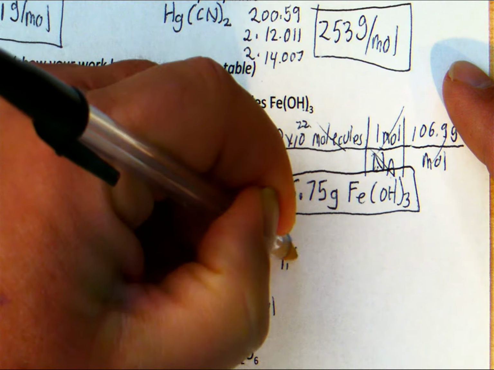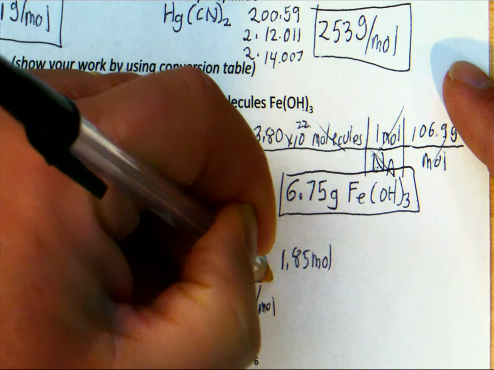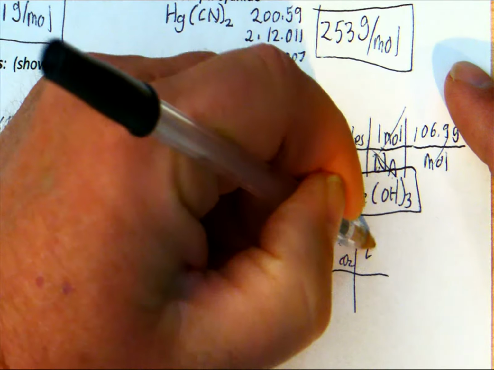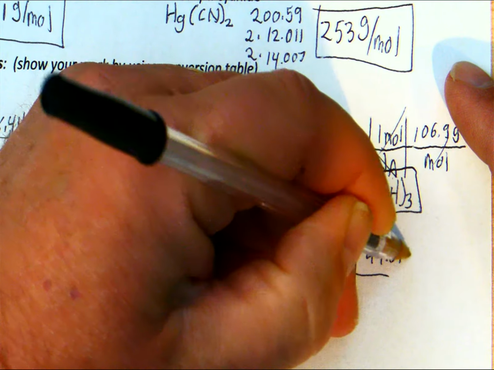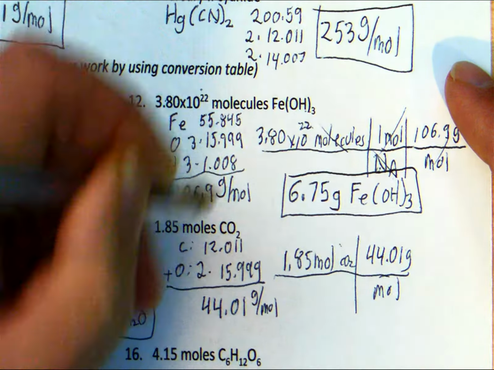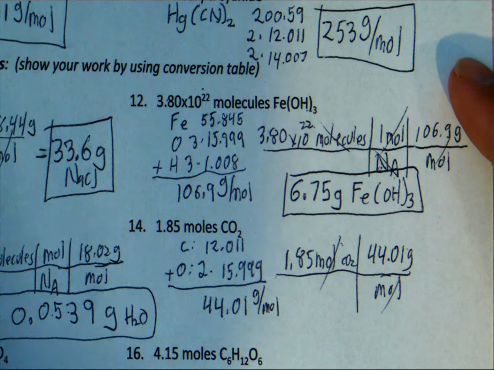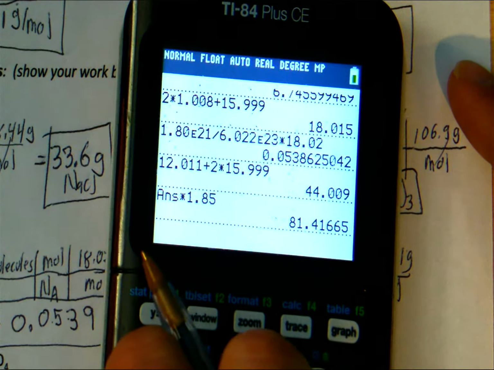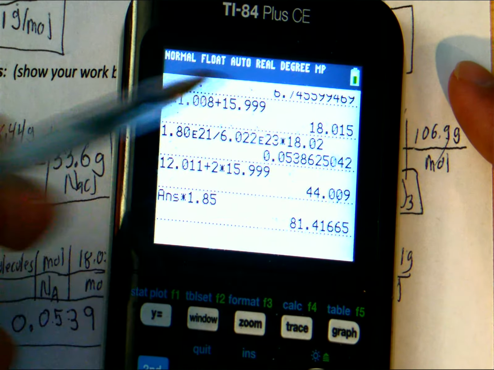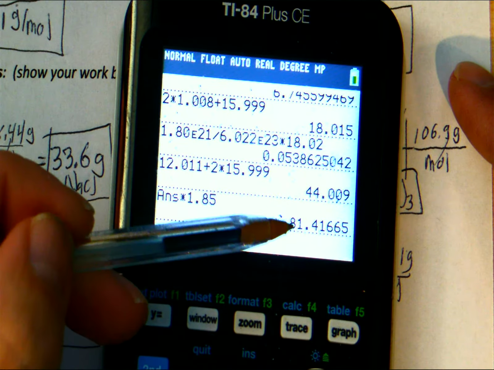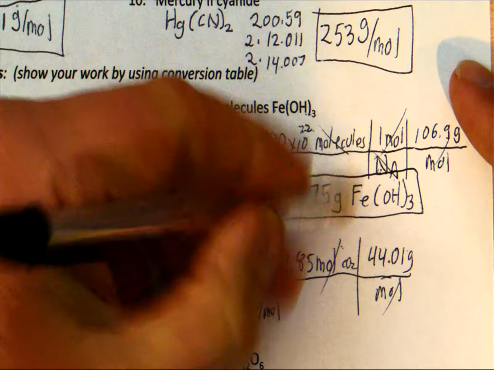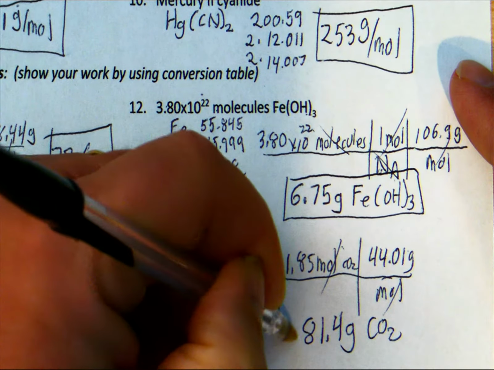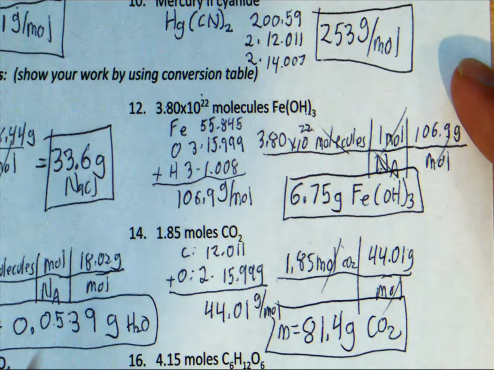So 1.85 moles of CO2 times 44.01 grams per mole of CO2. So I multiply this result by 1.85, enter, and I didn't bother rounding, re-entering the numbers, so I get 81.4236. 81.4 grams of CO2 is the mass in this situation.